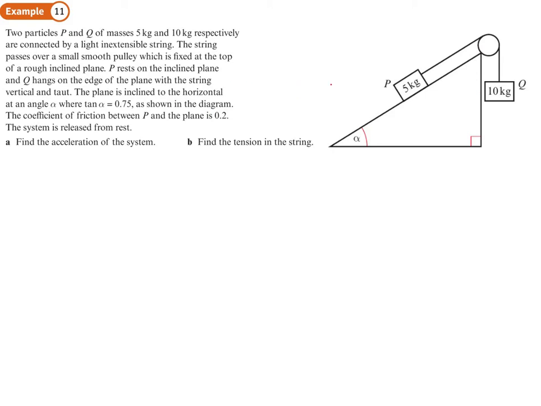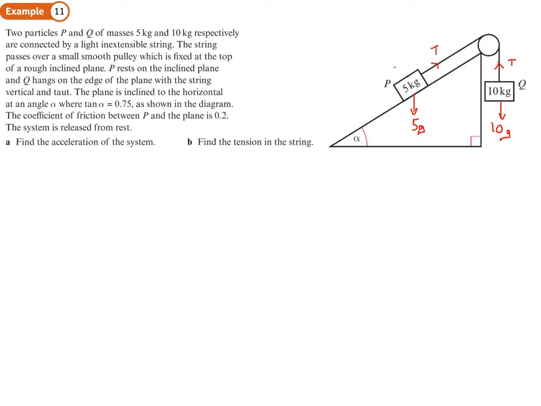So we've got two particles, P and Q, of masses 5 kilograms and 10 kilograms. So we know that that's got a weight of 5g and that's got a weight of 10g. Respectively connected by a light inextensible string, so that means the accelerations are going to be the same. The string passes over a small smooth pulley, so that means the tensions are going to be the same, so we'll call that T.